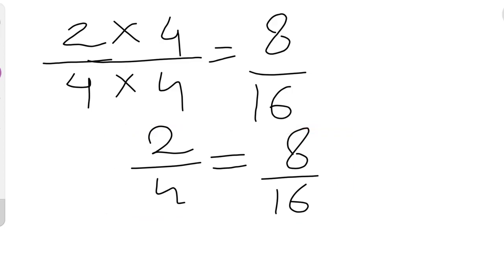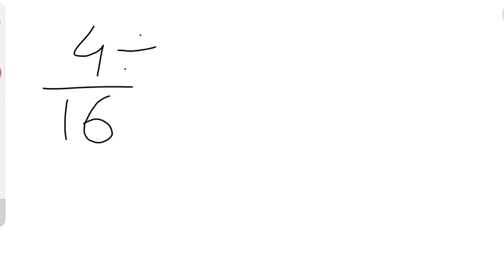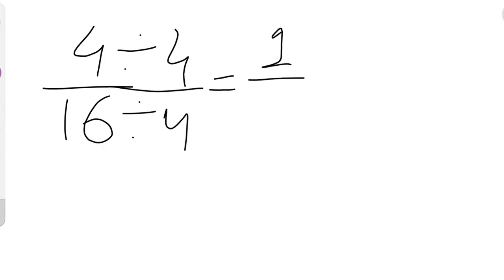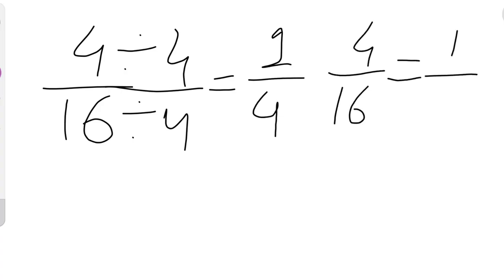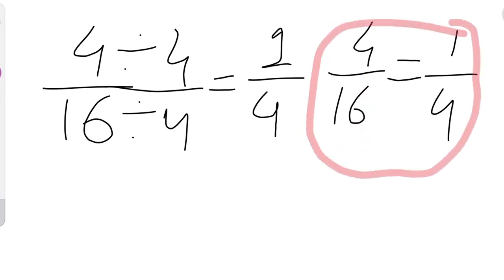The same case holds for division also. If you divide the numerator and denominator by the same number, you will get an equivalent fraction, that is, a fraction with the same value. So in this case, 4 by 16 is equal to 1 by 4, because 4 by 16 and 1 by 4 are equivalent fractions. That means they have the same value. They look different, but they have the same value.